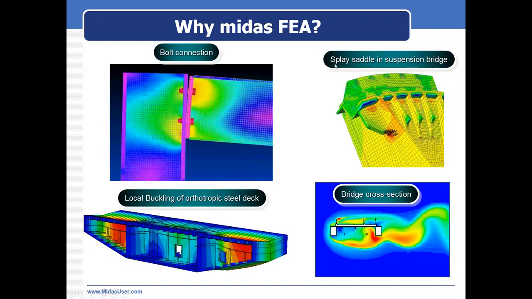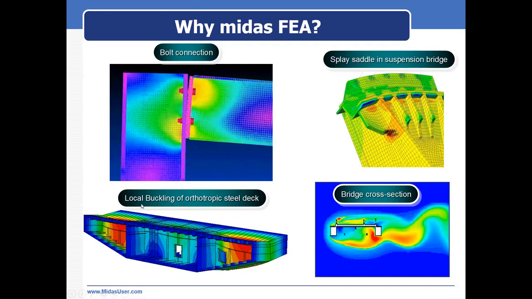Next application would be splay saddle in suspension bridge. This is actually the real-time project application from a suspension bridge modeled using Midas FEA. From there, we have taken this example. Actually, what was happening in this case was this steel flange was piercing into this steel body, and there was high stress concentration which was exceeding the stress limits. If we hadn't modeled this using Midas FEA, then we cannot get these detailed concentrated stresses at these locations.